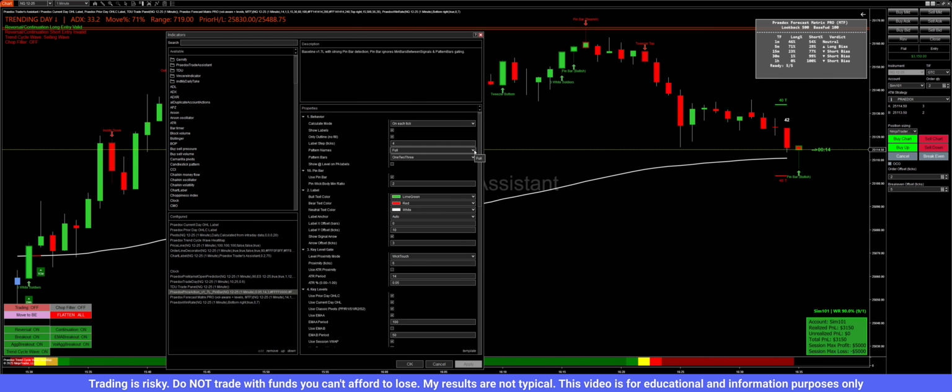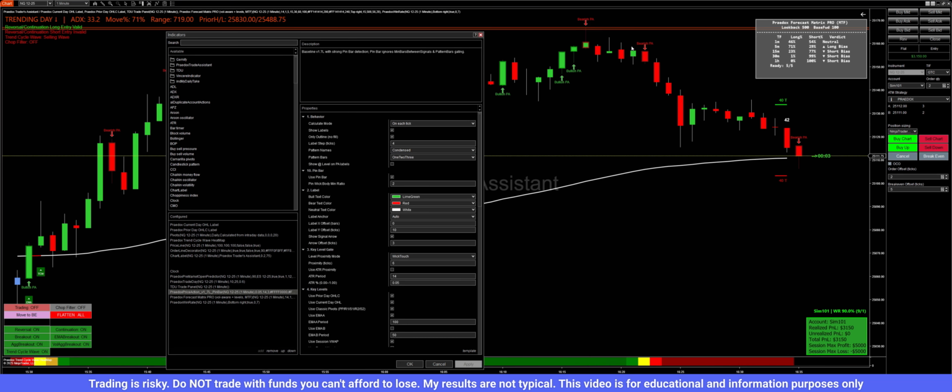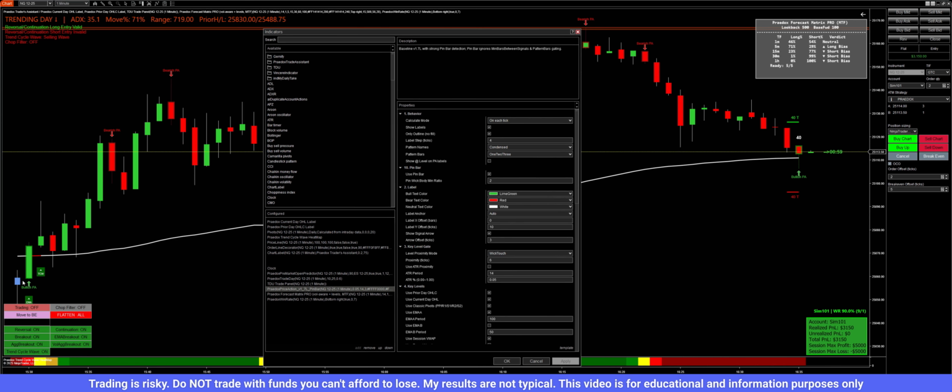Okay. I can choose whether I want a full name of the pattern or a condensed name. If I change to the condensed name, it will just say bearish price action, bullish price action. Okay. So that's pretty good. That's a nice little feature there. Okay. Let's keep this back at full.